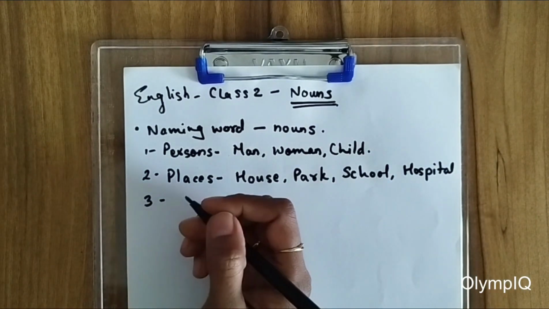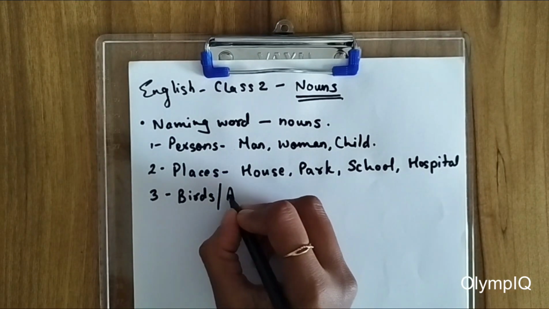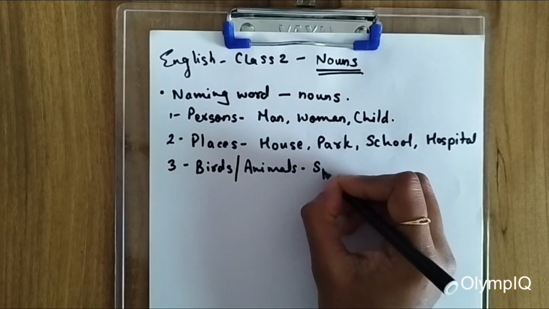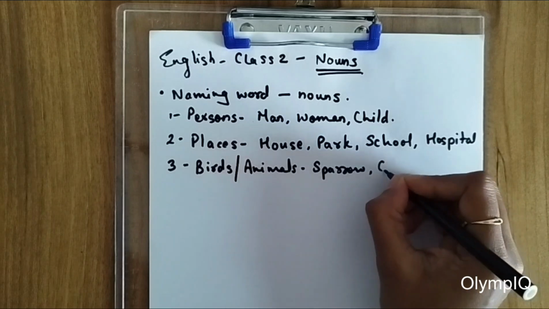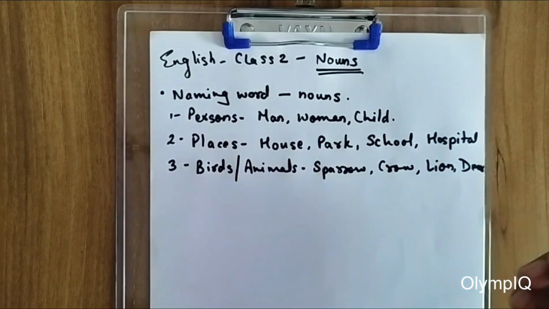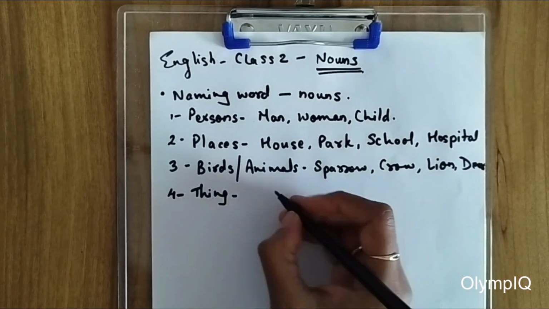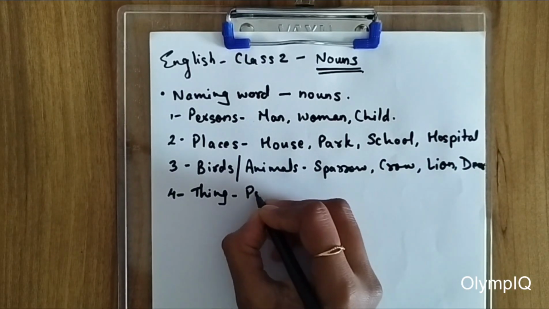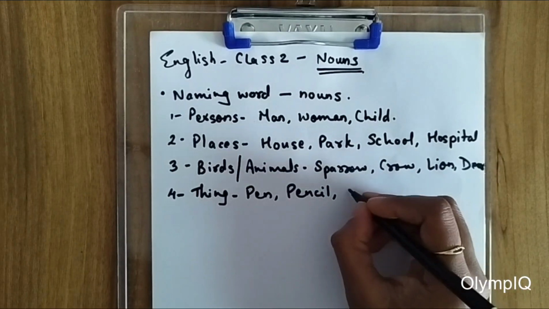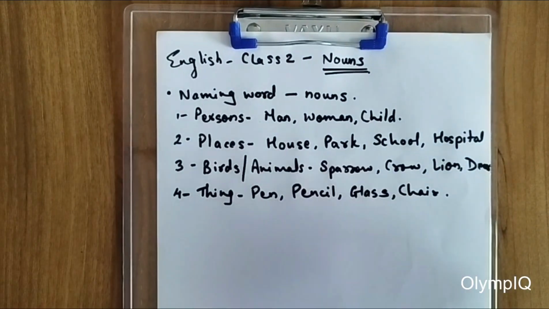Okay, next noun can be birds and animals. So what are the birds and animals? Sparrow, crow, lion, deer. Okay, and even things. Things are also nouns. So what are various things? This pen, pencil, or a glass, chair. Okay, so got it?